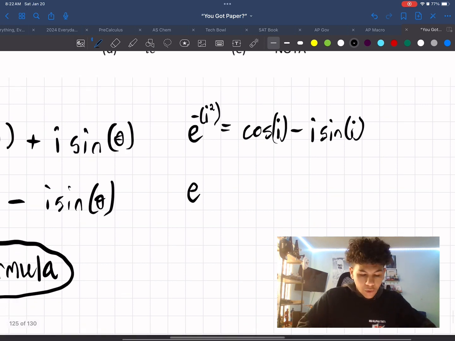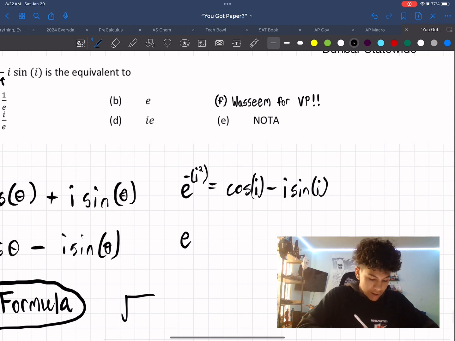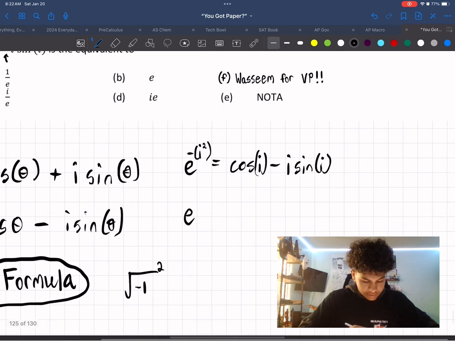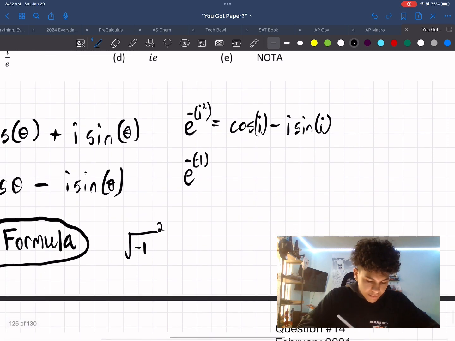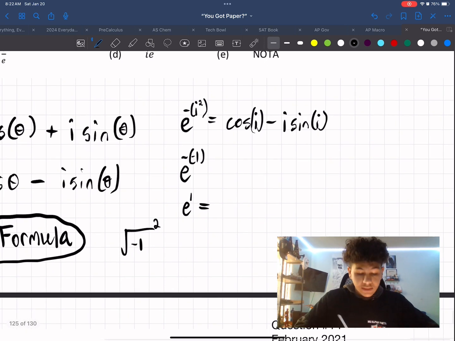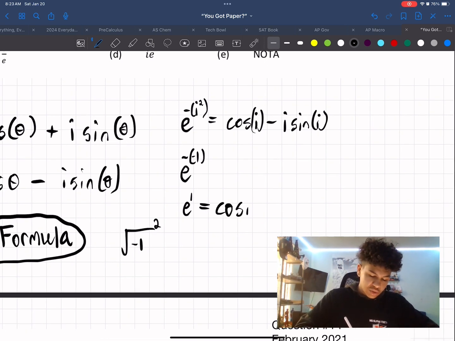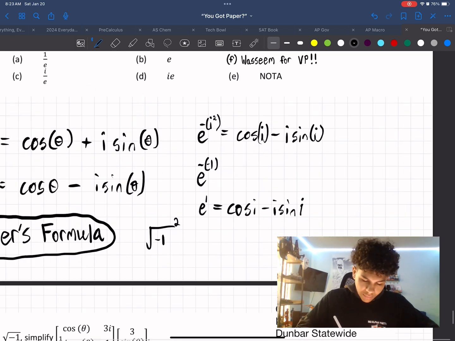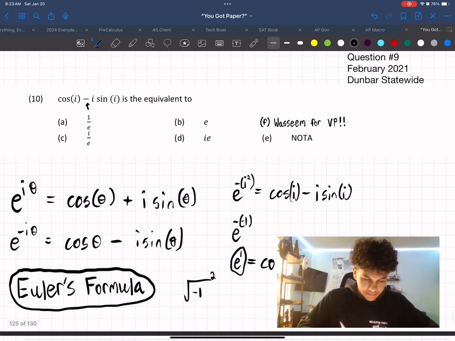So we have e. Hopefully you all know that i squared is just negative 1, because it's radical negative 1 squared, which cancels out the radical sign. So we're going to have just negative 1. So we're going to have negative times negative 1, which hopefully you realize is just going to be 1. So e to the 1, which is just e, is going to be equal to our expression cosine of i minus i times sine of i. So there's our answer, e.